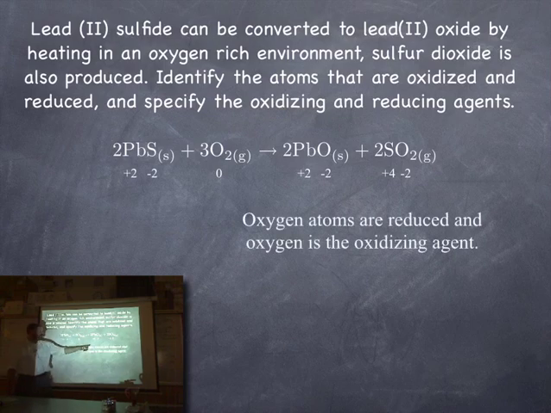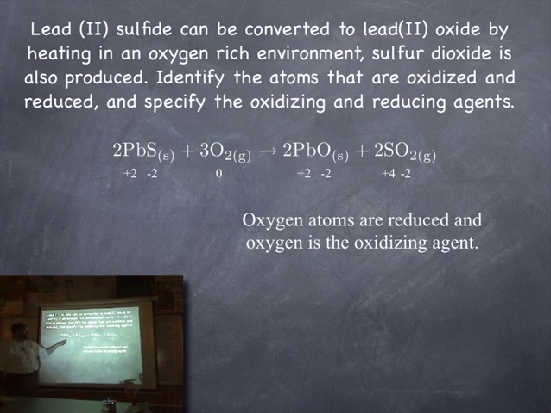If oxygen gains electrons, it is reduced. Oxygen atoms are reduced, and oxygen is the oxidizing agent. Oxygen is almost always an oxidizing agent. In fact, that's why it's called oxidizing. Reduction involves gain. Oxygen gained electrons, so it was reduced. Its number went from 0 to -2. Its number went down, reduced, and it is the oxidizing agent.